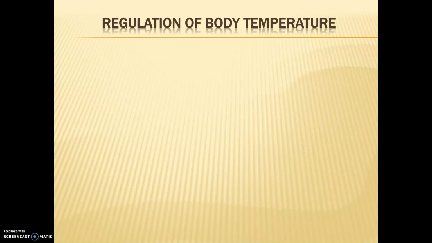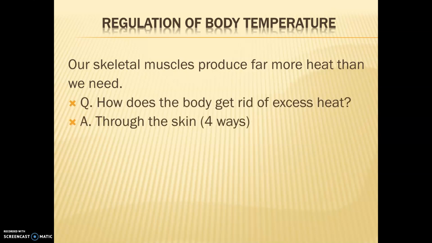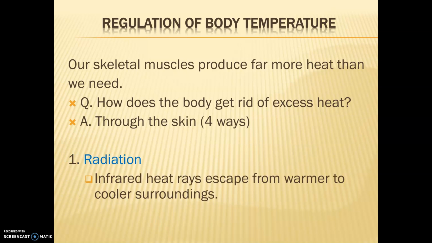Skin is really important for the regulation of body temperature. How that helps is our skeletal muscles produce a lot of heat, more heat than we need, and so we need our skin to help release that heat. How does our body release excess heat? It releases it through our skin in 4 different ways. One of them is radiation. Infrared heat escapes from warmer to cooler surroundings.